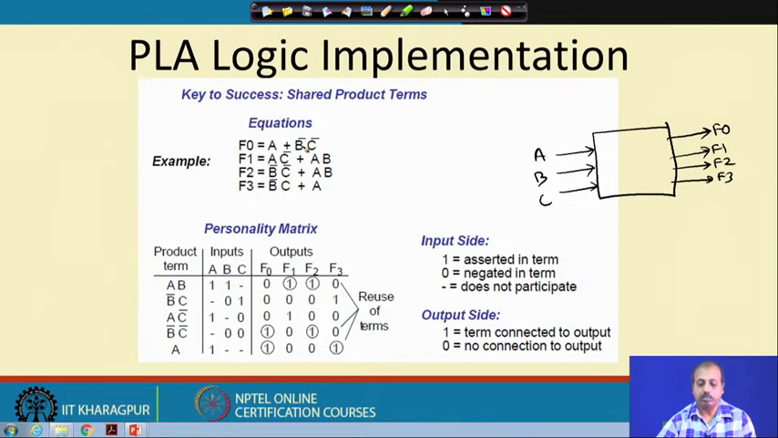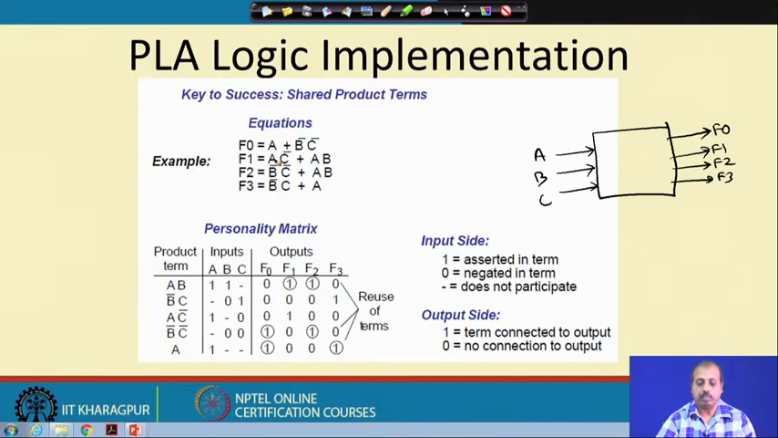So, B bar C bar is used here as well as here. Similarly, your term AB is used in function F1 as well as in function F2. Okay, this term AB is used similarly in so many cases, we have got reuse of terms. Okay. So, on the input side, 1 equals asserted term and 0 is negated term. And dash means it does not participate.